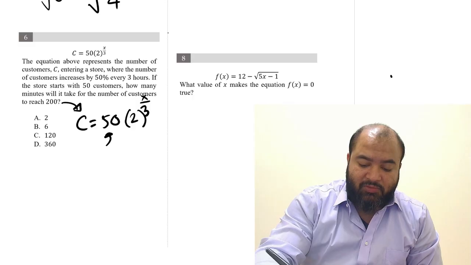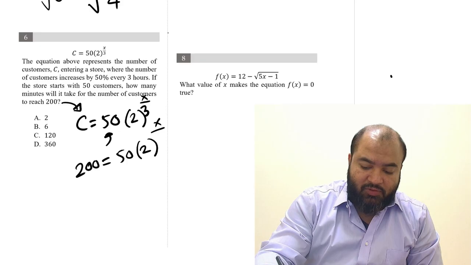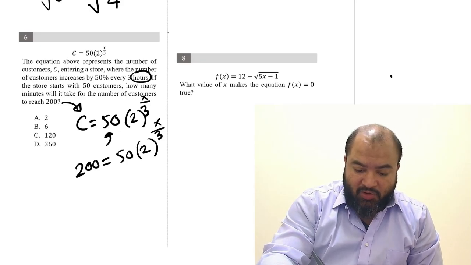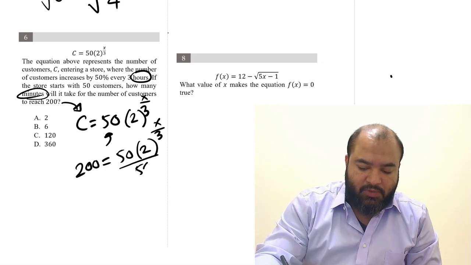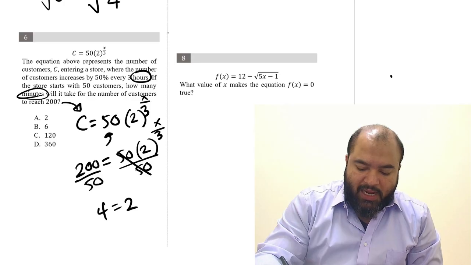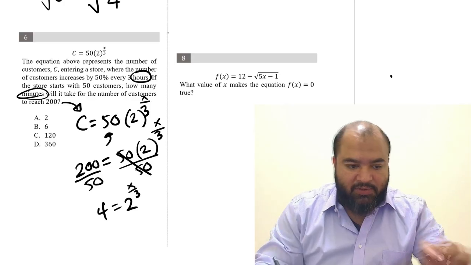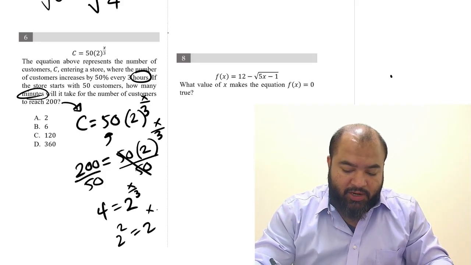So when will the customer be 200? So C, I'm going to plug in 200, 50 times 2 power x over 3. So this is in terms of hours, but they're asking how many minutes. Be careful about it. So let's solve for x first. Divide by 50. 4 equal to 2 power x over 3. So 4 is the same thing as 2 power 2 equal to 2 power x over 3.